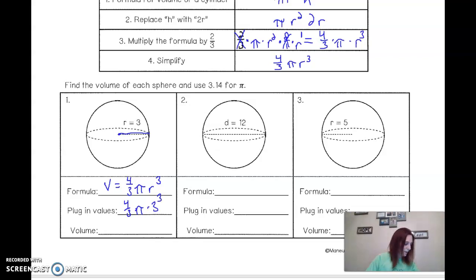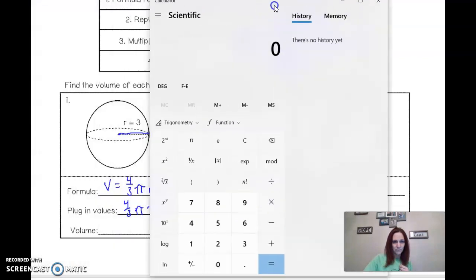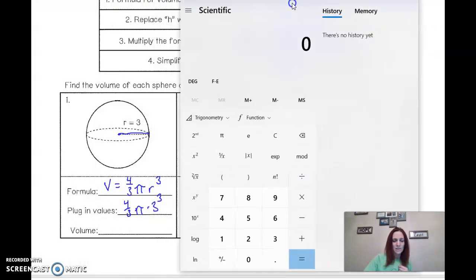Now we have to be really careful with this. I bring in my calculator here because there's different ways to plug it into the calculator. But again, what I tend to do is I will go 3 to the third first. 3 times 3 times 3, or 3 raised to the third equals. Okay, so that's 27. 3 to the third is 27.